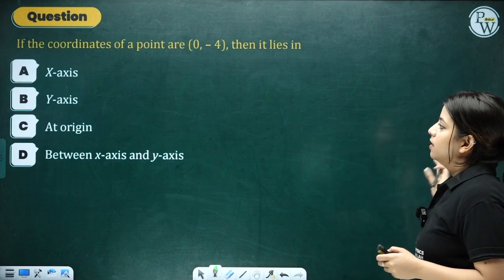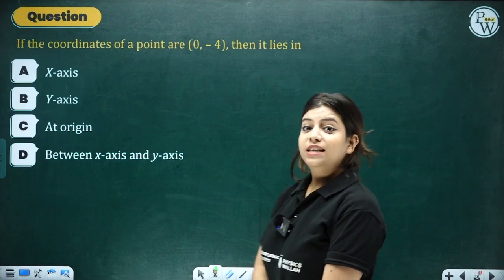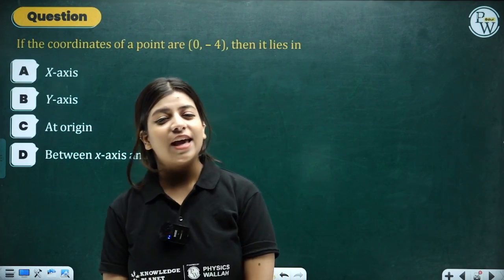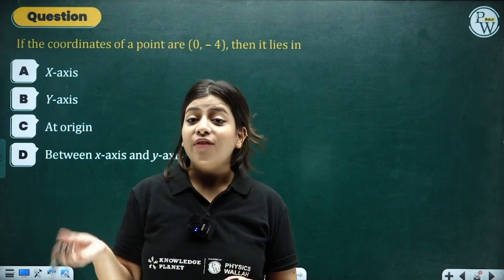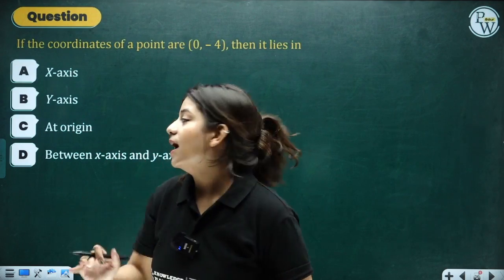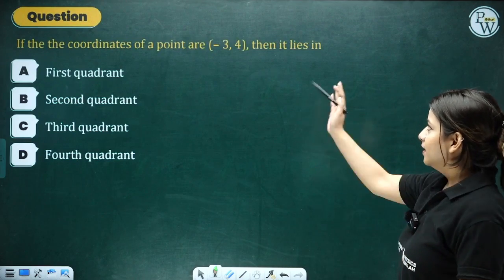The next part, if the coordinates of a point are 0 comma minus 4, that means x is 0, y is something, so it will lie on the y-axis only, that is option B. If the coordinates of a point are this, then it lies in.